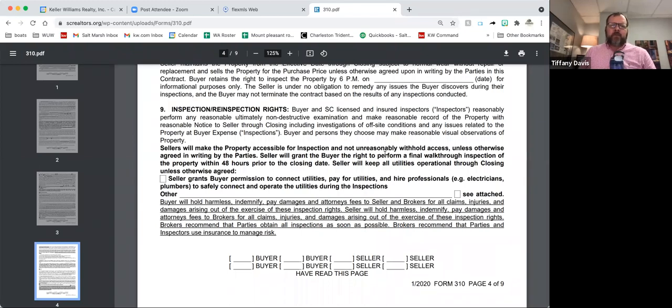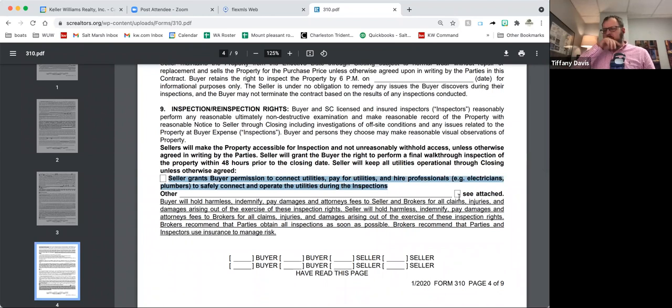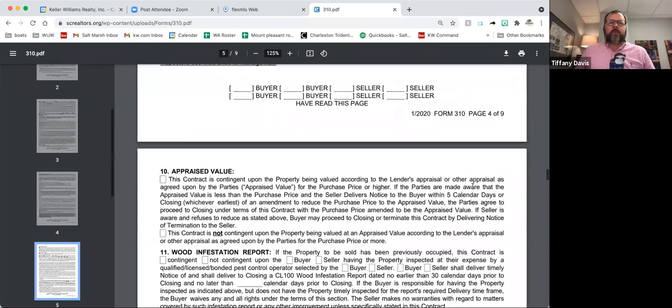It says the sellers will make the property accessible for inspection and not unreasonably withhold access unless otherwise agreed to in writing by the parties. Seller agrees to grant the buyer the right to perform a final walkthrough inspection 48 hours prior, which is talked about. Seller grants the buyer permission to connect utilities, pay for utilities, and hire professionals such as electricians so they are safely connected. This rarely happens unless it's a bank-owned property or an investment property that's been abandoned. But again, it covers all the inspection rights from there.